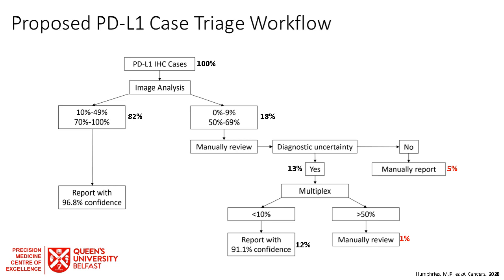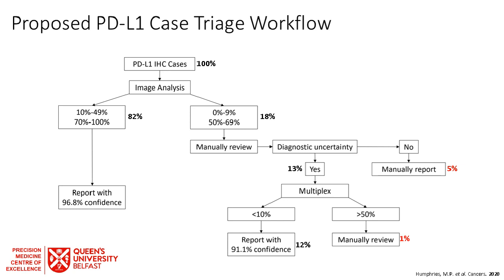And so what we proposed at the end of the Kansas paper was a case triage workflow whereby 100% of the IHC slides would be submitted to image analysis de novo, and when you're not near the clinical thresholds of 1% and 50%, we were actually, with a high degree of confidence, able to determine the PD-L1 score accurately, in line with the pathologist's score.